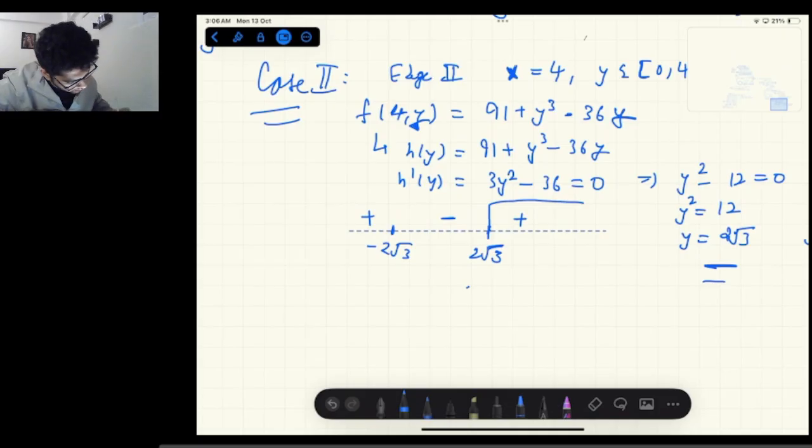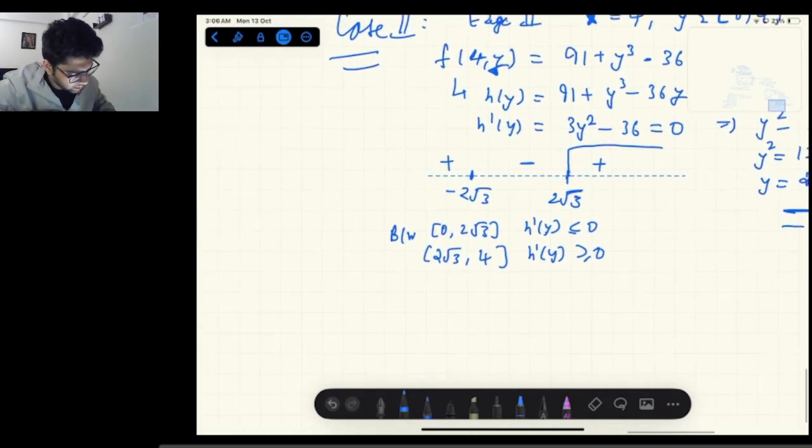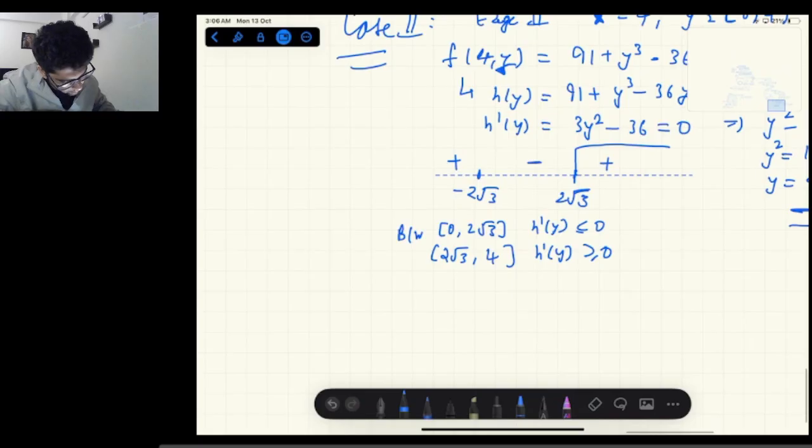So I can say that between 0 comma 2 root 3, h dash y is less than 0. From 2 root 3 to 4, because 4 is my upper bound, h dash y is greater than 0, right? Less than or equal to 0 and greater than or equal to 0, right?